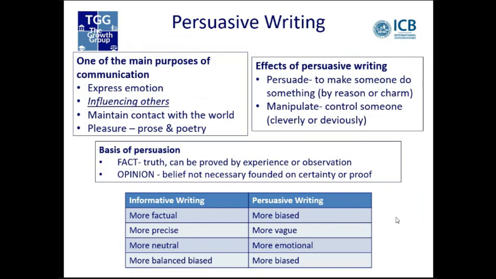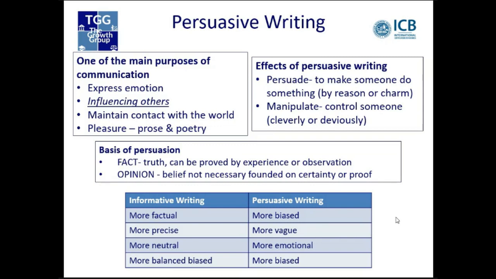The basis of persuasion is, and that's what I say, that it is fact. It must be truth. It can be proved by experience or observation, as opposed to opinion, which is a belief that is not necessarily founded on certainty or proof. But then, say you don't have the facts, but you still want to persuade somebody, then you can say, it is my belief, it is my opinion that. And then if the person is able to relate with you, that might be enough to convince them to do whatever it is that you are trying to persuade them to do.